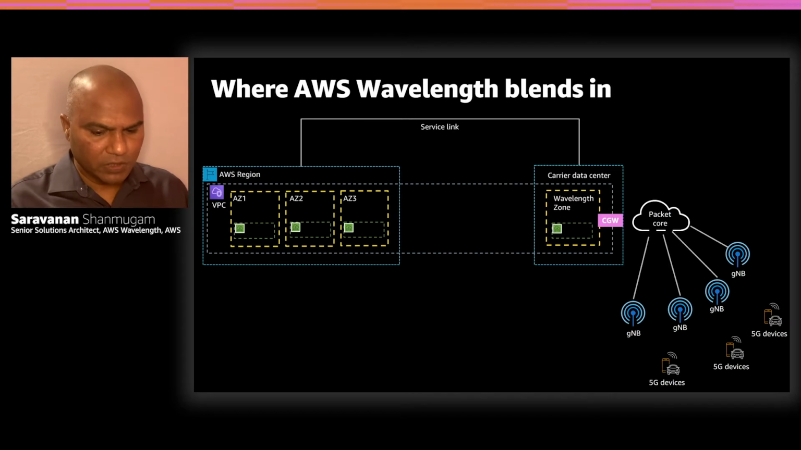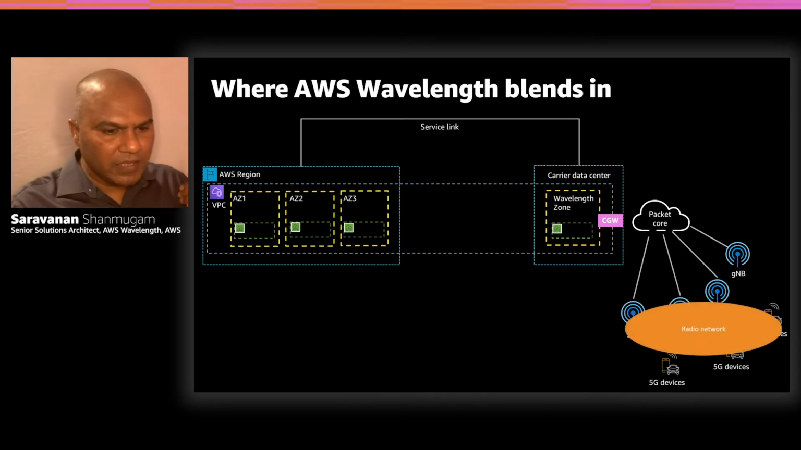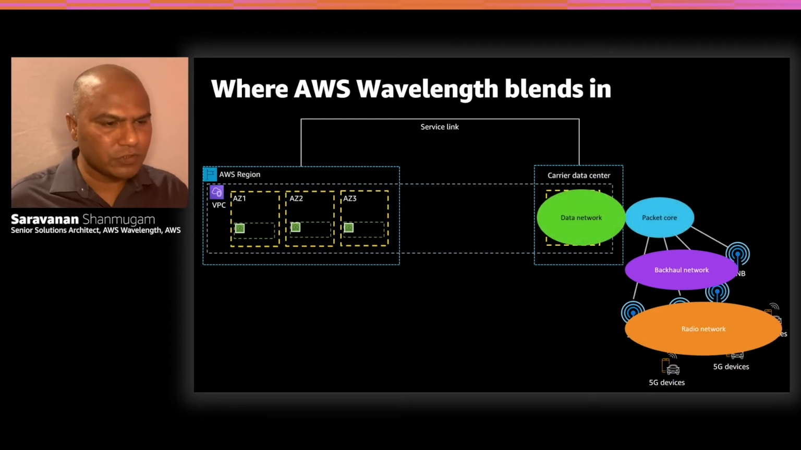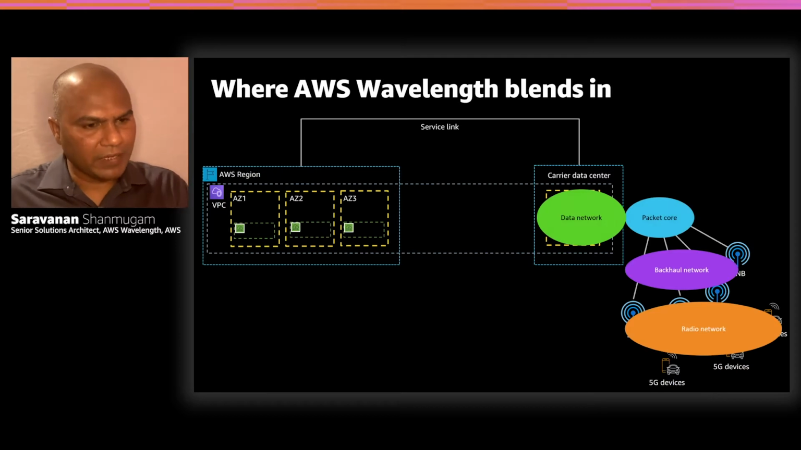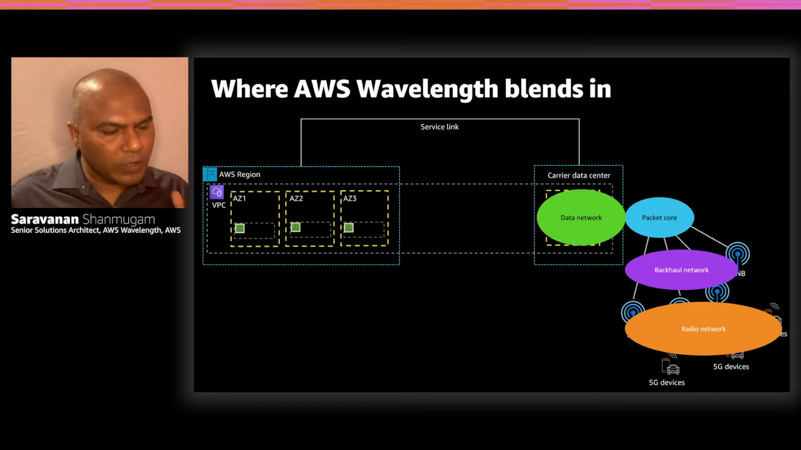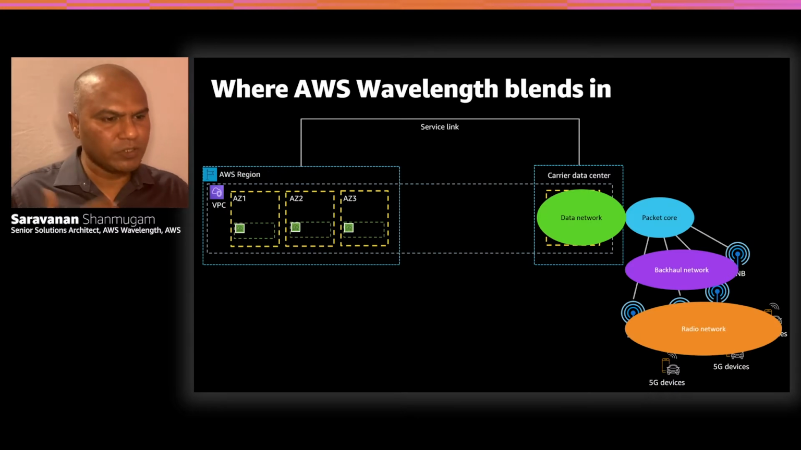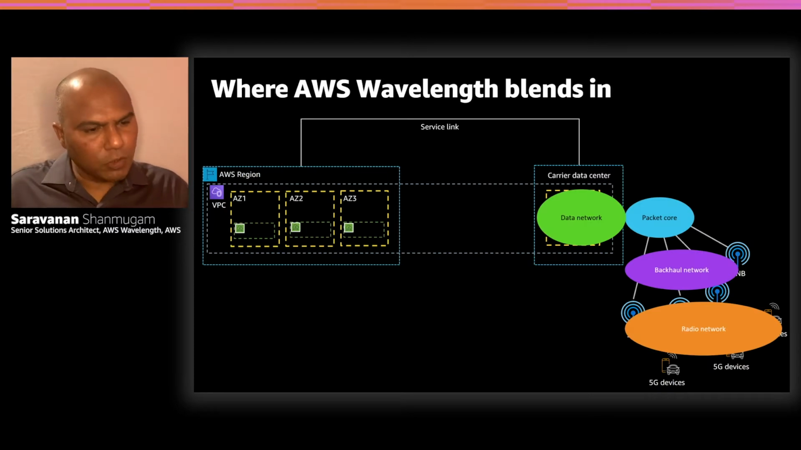So now if you overlay the mobile network on where the wavelength zone is, you can see wavelength zones are deep into the network, close to the packet core. In fact, we co-locate our wavelength zones where the packet core actually happens. In the 5G network, there is something called a UPF function, a user plane function. That's where the wavelength zones are. We place them as close as possible to the packet core, so we reduce the latency of AWS services and of services accessing the applications running inside AWS.